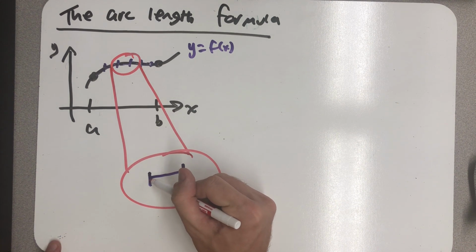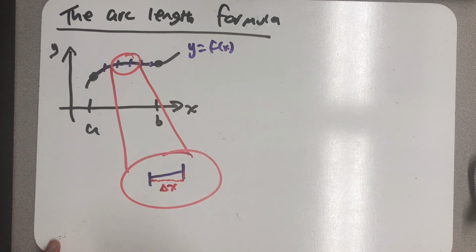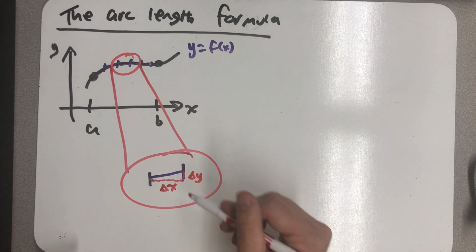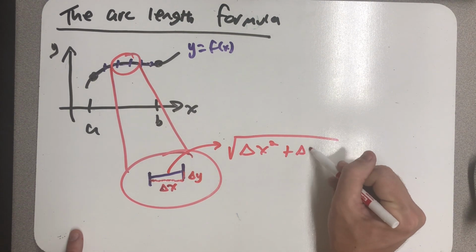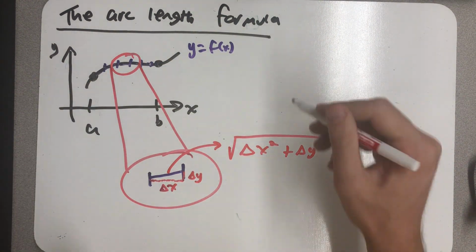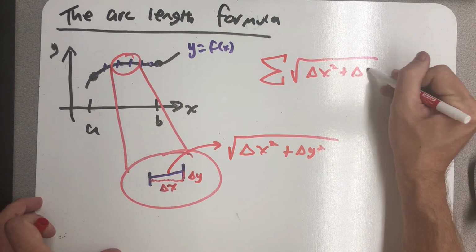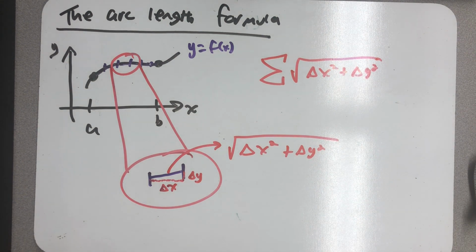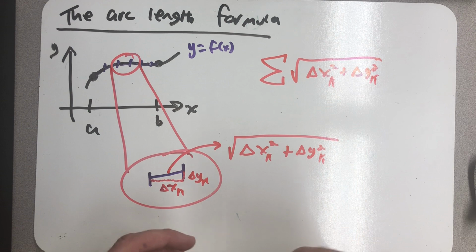And to find that distance, I don't even have to approximate. I could just find the little change in x from left to right and the little change in y from bottom to top, and then use the Pythagorean theorem. This line segment's length is the square root of delta x squared plus delta y squared. And I could do that for each line segment, which then I could add together to approximate the total length. Add up a whole bunch of delta x squareds and delta y squareds. And really, I'm thinking about a delta x and a delta y on the kth subinterval, right?